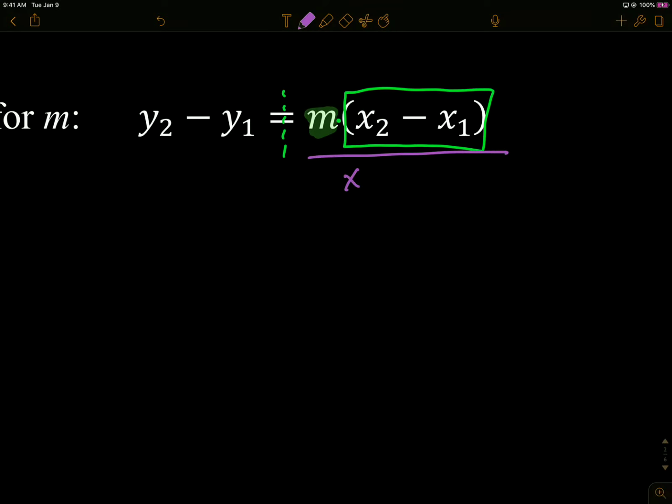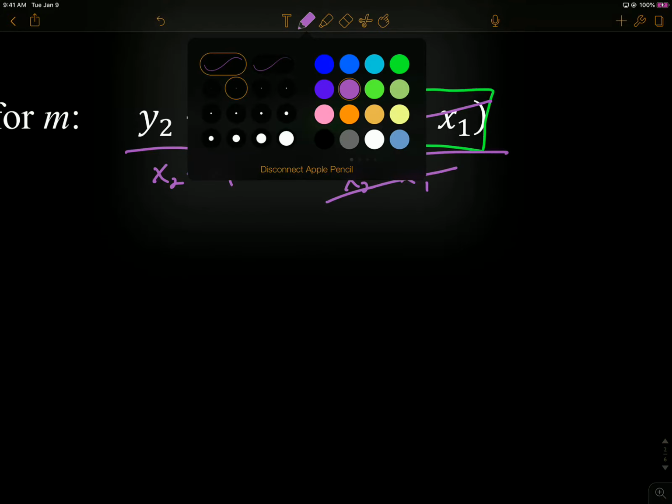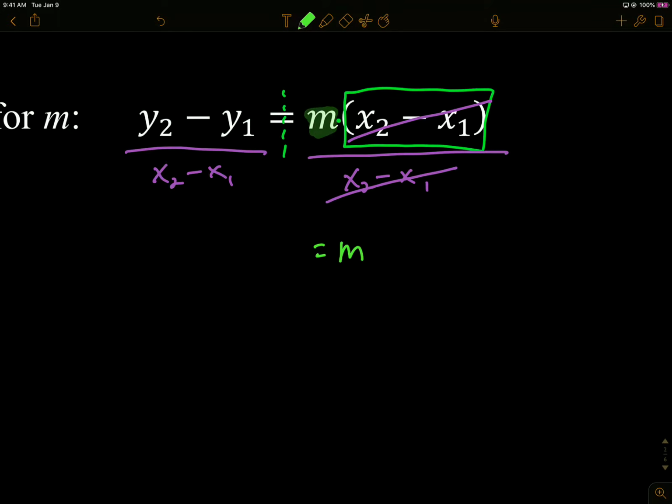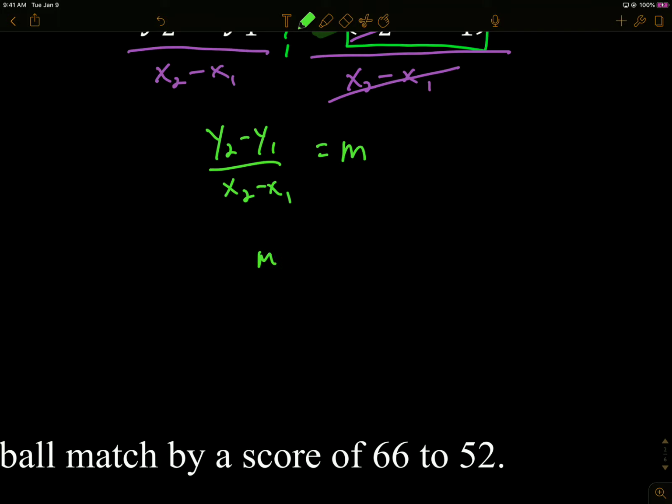I'm going to divide by that block of stuff on both sides. So over here, when I divide x2 minus x1 by itself, I get 1, and 1 times m is m. So I'm left with m equals, and now it's solved. I'm going to just write this in a different order. I'll write the m on the left side. I can switch sides of the equation. This should look familiar to you. This is our formula for slope.